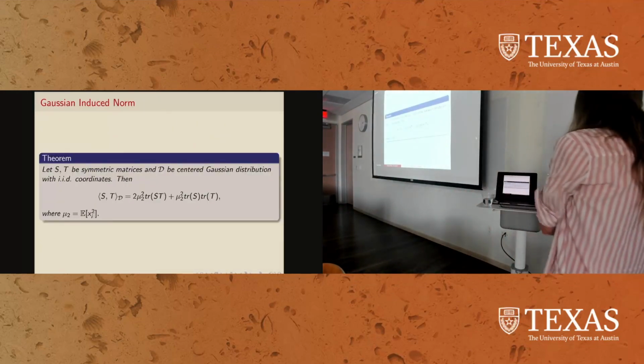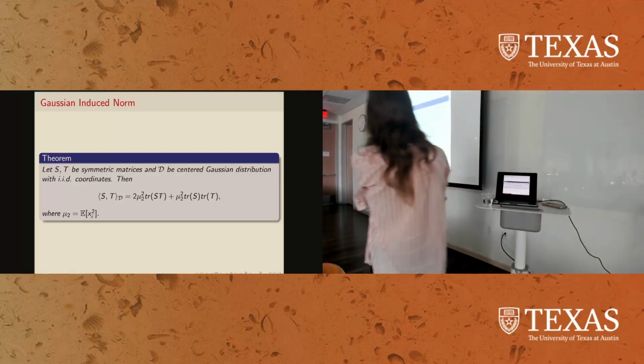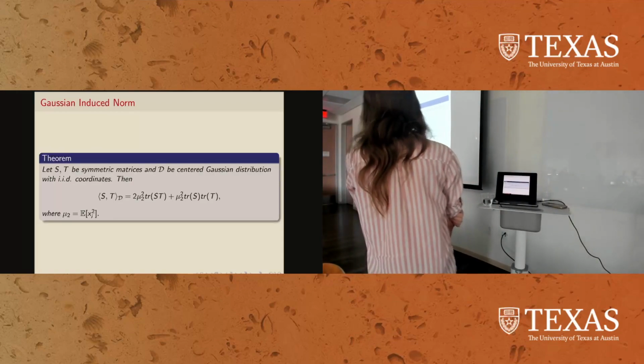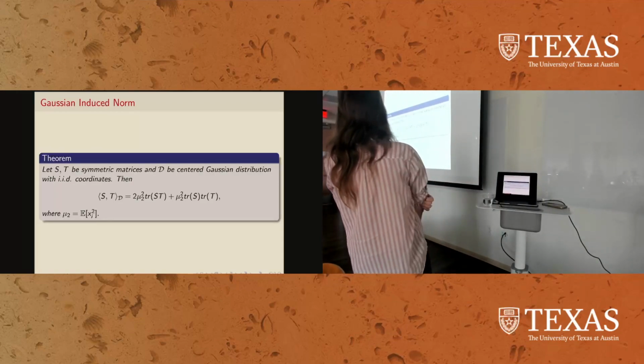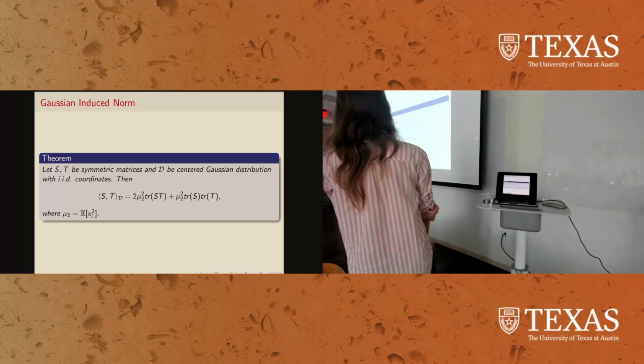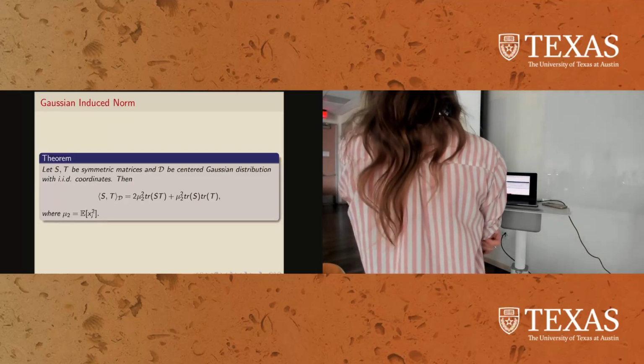Okay, so here I have one example for what the inner product looks like for one concrete distribution. Namely, if you consider central Gaussian distribution with IID coordinates, then the formula for the inner product is given in terms of trace of several different matrices and in terms of the second moment of the distribution.